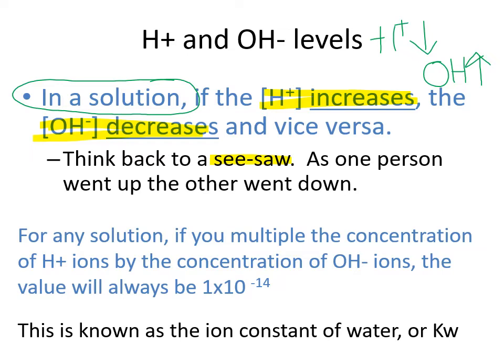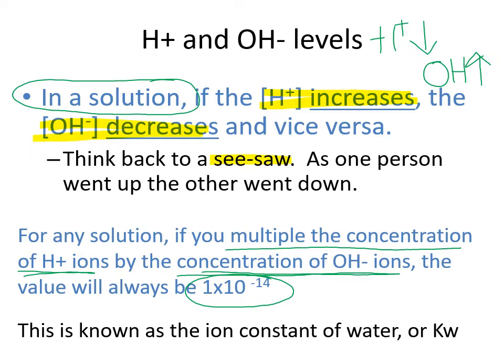And for any solution, if you multiply the concentration of hydrogen ions by the concentration of OH ions, it always equals this number. That's why we say it's like a seesaw, because they always multiply to equal that number. If one goes up, the other goes down. And that number, 1 times 10 to the negative 14, is known as the ion constant of water, or Kw. It's a constant.